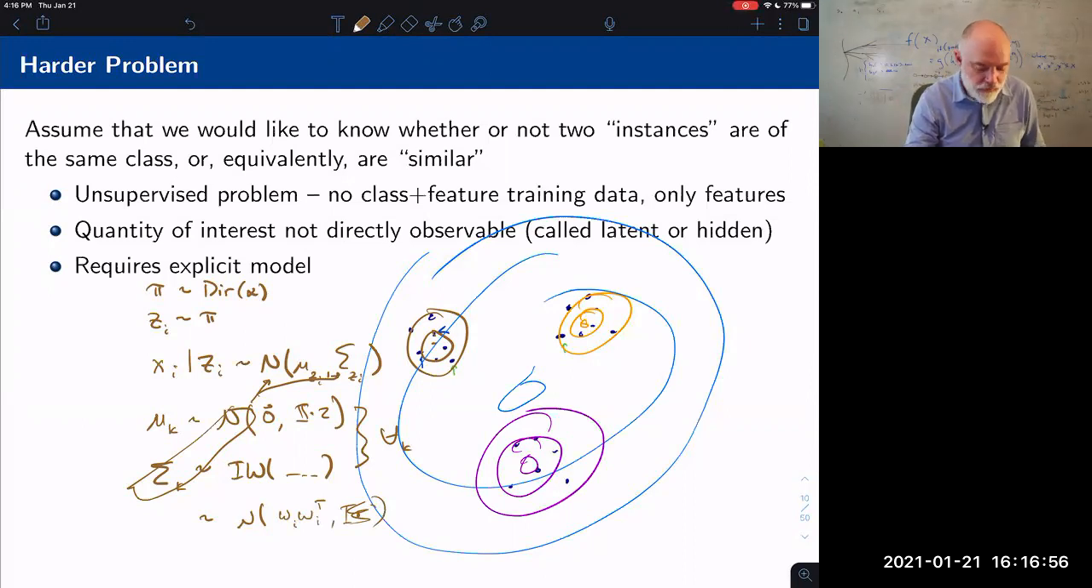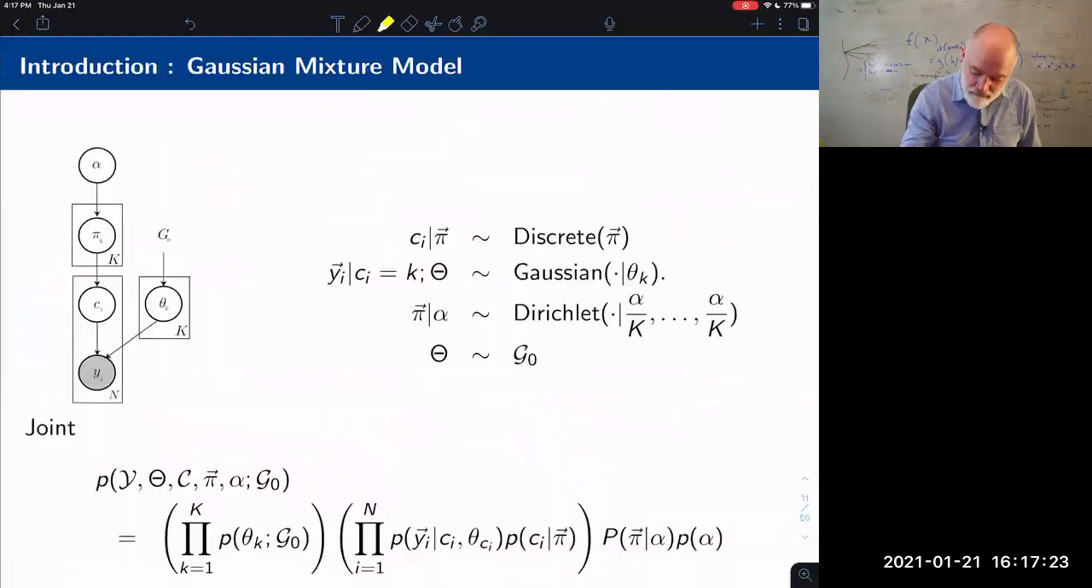So there's lots of ways of setting up a prior here. The point is, no matter how we do it, we have an inference problem, and the inference problem has to do with what's the posterior distribution over pi, what's the posterior distribution over z, what's the posterior distribution over mu, what's the posterior distribution over sigma, and so on and so forth. And okay, so here's the graphical model.